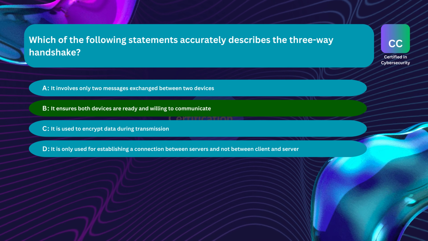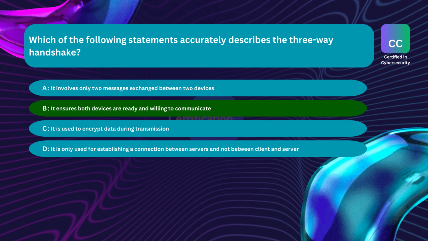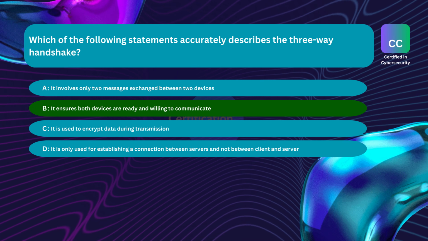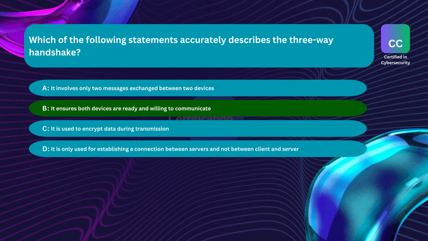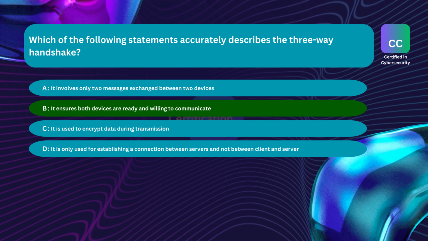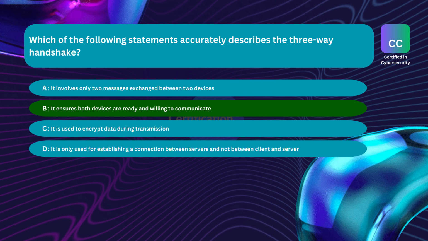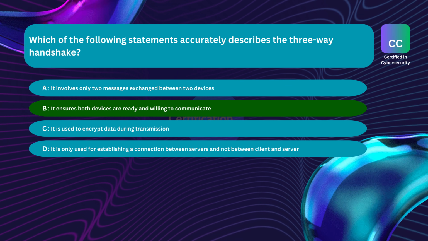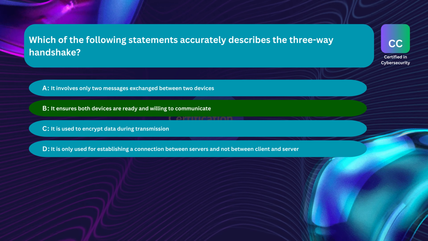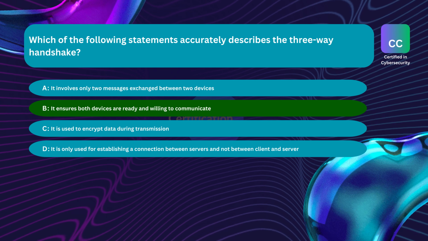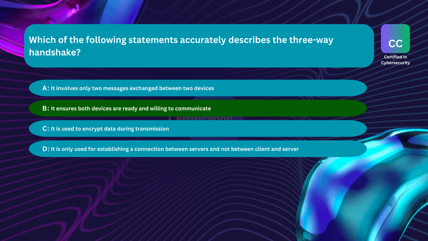The correct answer is option B, it ensures both devices are ready and willing to communicate. The three-way handshake involves three messages exchanged between two devices, and its purpose is to ensure that both sides are ready and willing to communicate. It is not used to encrypt data during transmission, and it is used for establishing connections between both servers and clients.